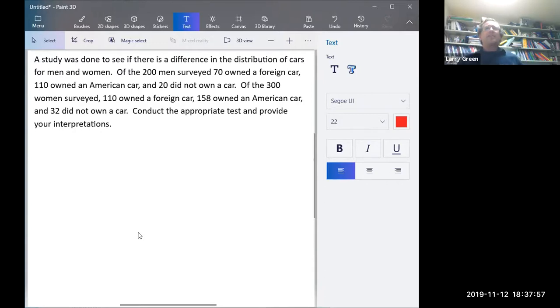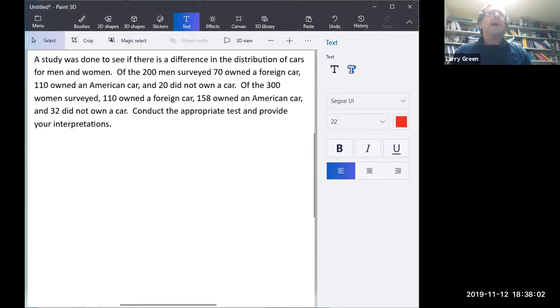So let me ask you, how does this differ from the one we just did? There's one big difference. Any thoughts? I'll give you a minute to tell me. So how does this differ? They conducted 2 surveys, right? But what's the big thing that we had last time that we don't have this time?